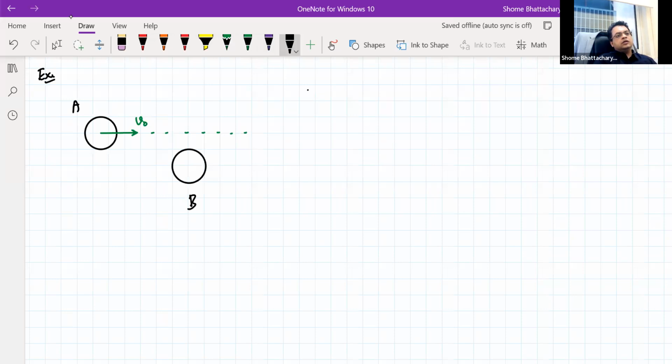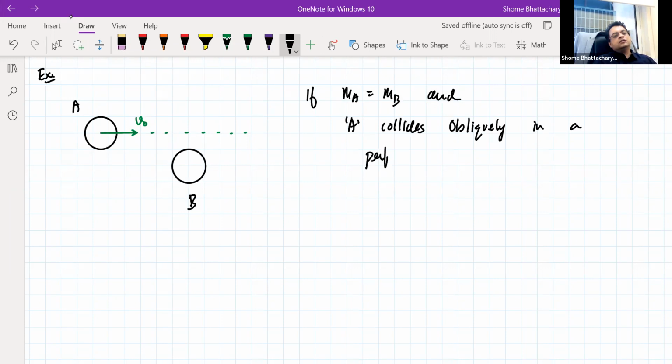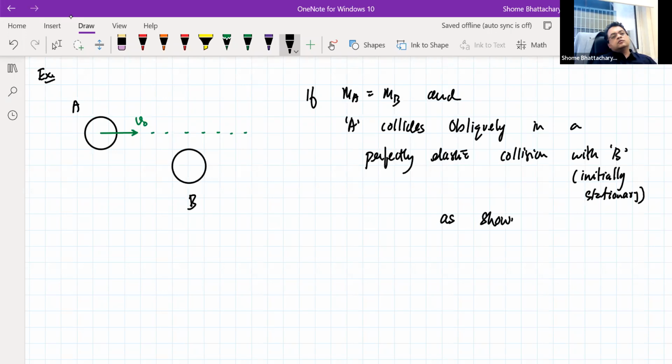So if mass of A is equal to mass of B, and A collides obliquely in a perfectly elastic collision with B, which is initially stationary, as shown, then prove that their velocities after impact are perpendicular.